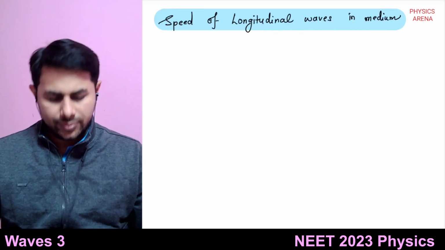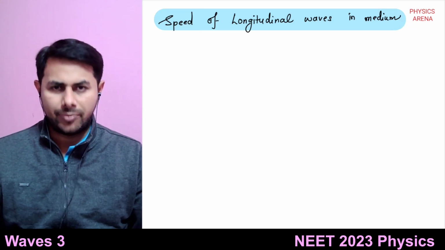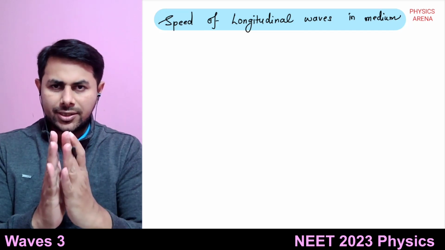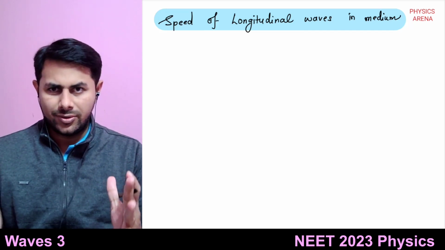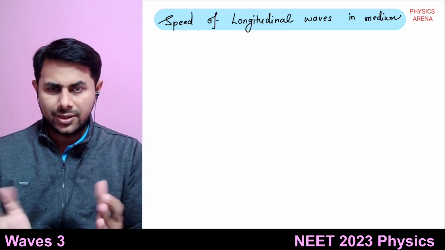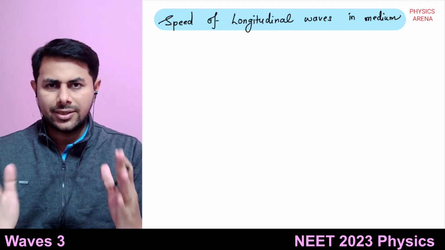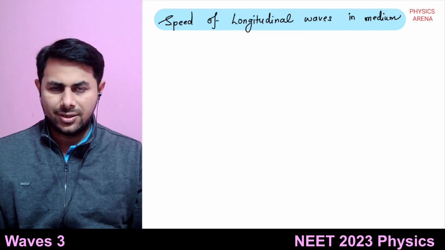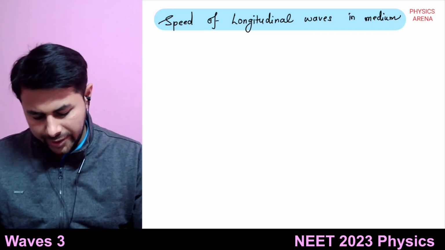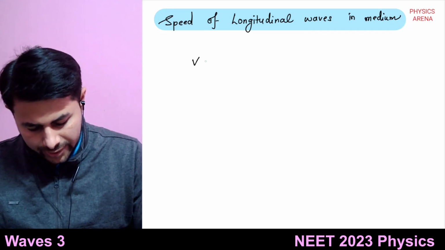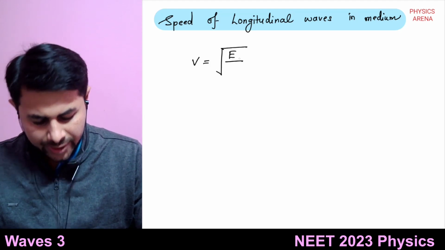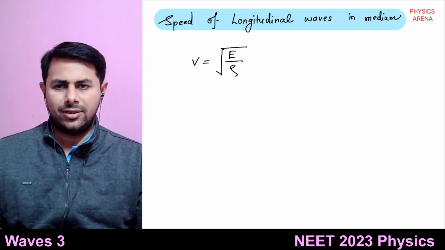Okay. So see now, when longitudinal waves are formed in a medium, what happens? Some compressions and rarefactions are formed. When there is a compression, the density of the medium increases. When there is rarefaction, the density of the medium decreases. Now see, the speed is equal to square root of elasticity of a medium divided by density.